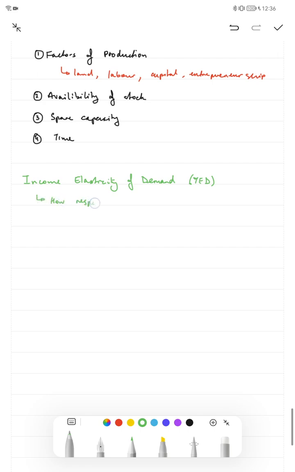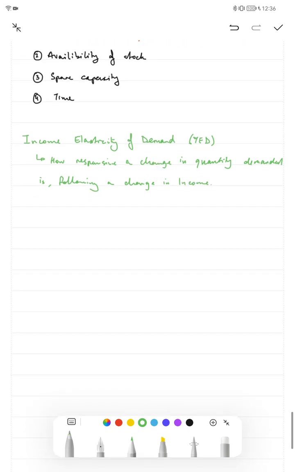How responsive a change in quantity demanded is following a change in income. Now, again, you have a formula. YED is equal to your percentage change in quantity demanded over your percentage change in income.